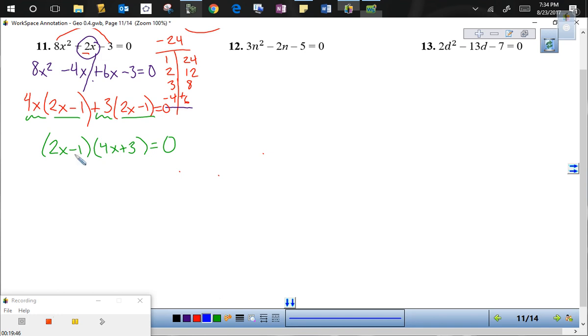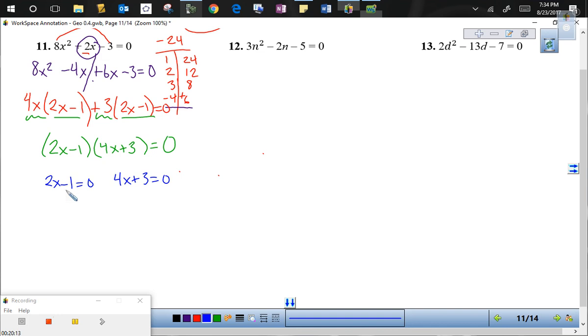Alright, so our process stays the same here. We just can't take the opposite of our negative 1 here and the opposite of our 3, because we've got other numbers happening. So let's go ahead and set both of these equal to 0 like we did for the first problem. 2x minus 1 equals 0 and 4x plus 3 equals 0. And then solve them both separately.